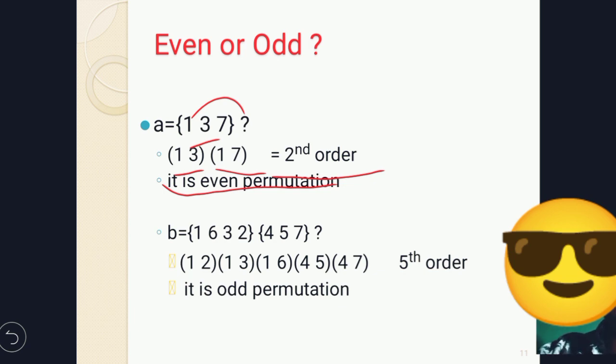Here 1 to 2 is one transposition, 1 to 3 is another, and 1 to 6 is one. Then 4 to 5 is one, and 4 to 7 is one. It is of the fifth order, and it is an odd permutation.